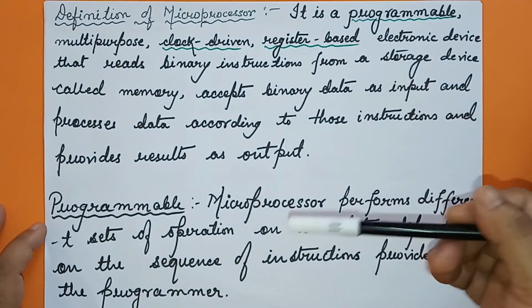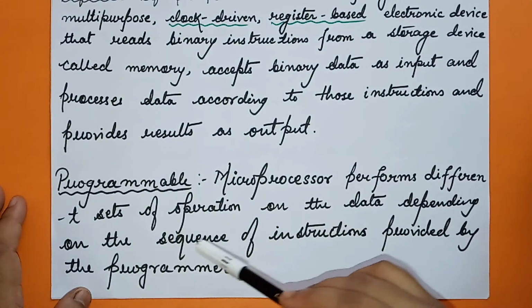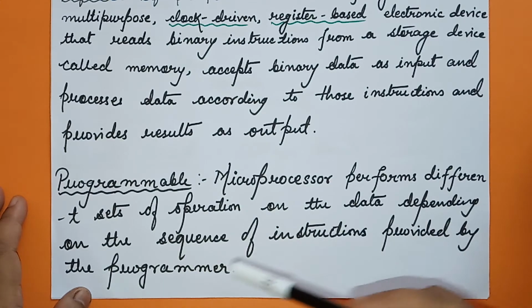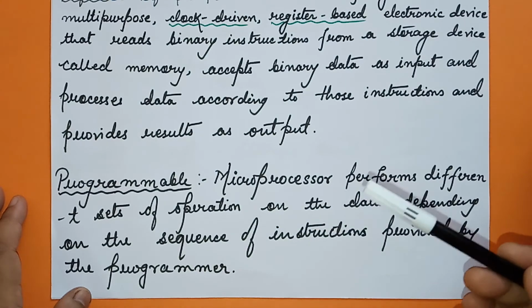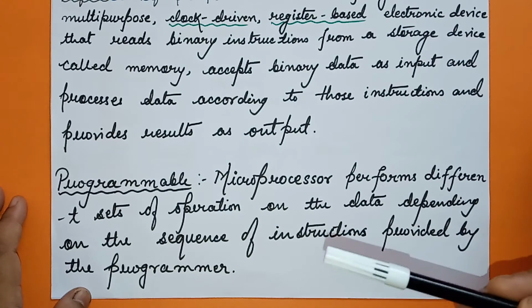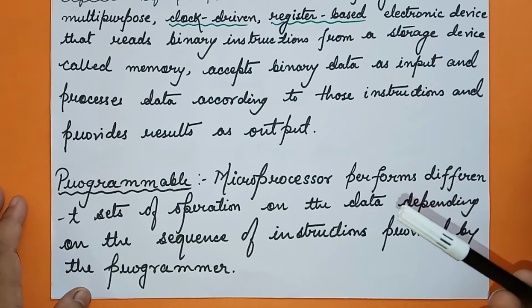What does it mean? Let's first see programmable. A microprocessor performs different sets of operations on the data depending on the sequence of instructions provided by the programmer. So basically it receives both the data and the instructions. What kind of instructions it is going to perform depends on whatever is provided by the programmer. Next is clock driven.